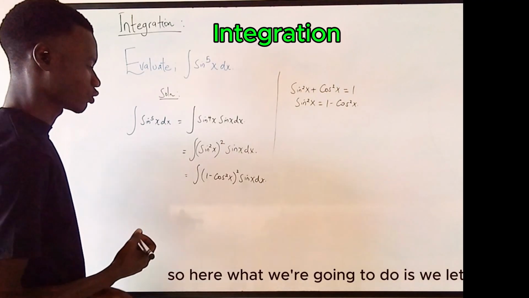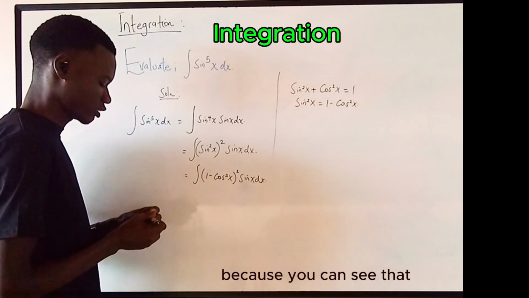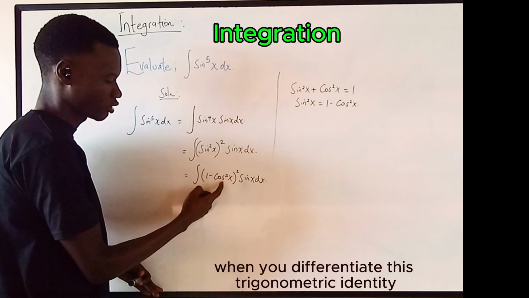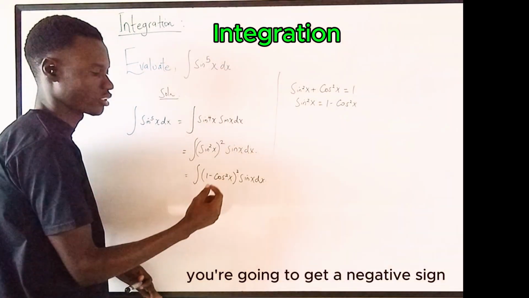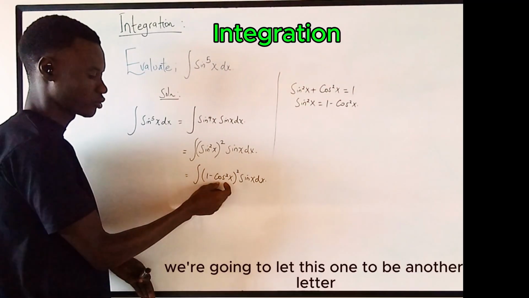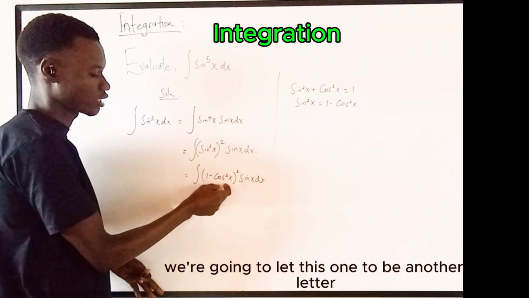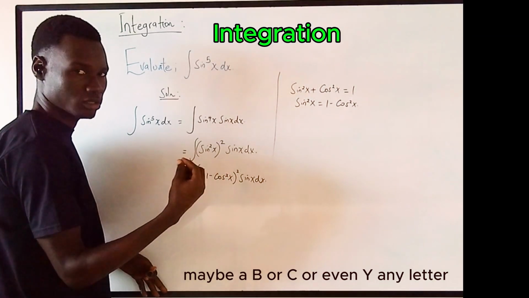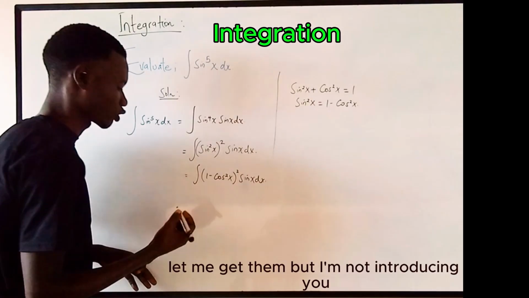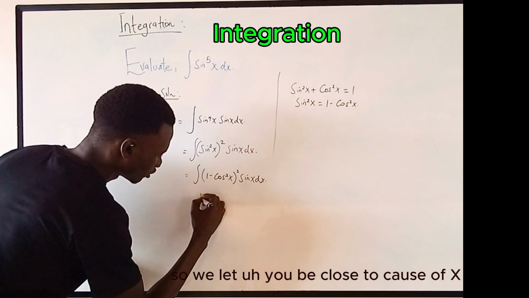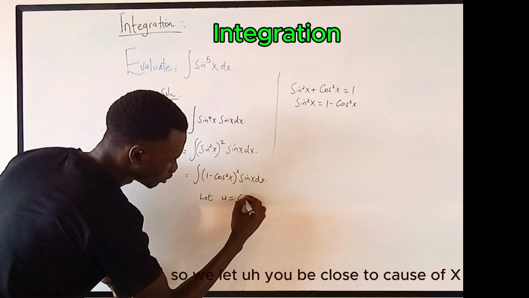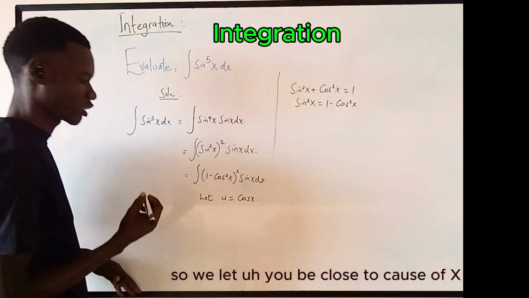So here what we're going to do is relate, because we can see that when you differentiate this trigonometric identity, you're going to add a negative sign. So because of that, we're going to let this one be another letter, maybe A, B, or C, or even Y. Any letter, but I'm going to use U. So we let u equal cos of x.